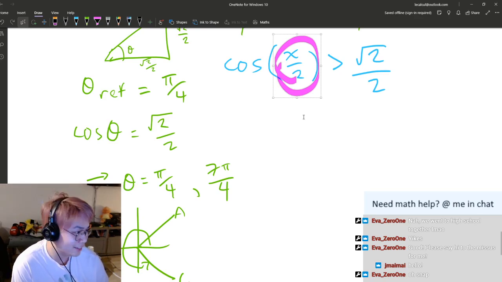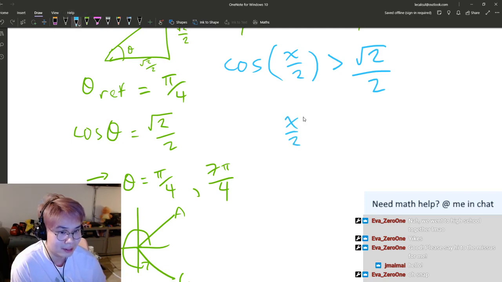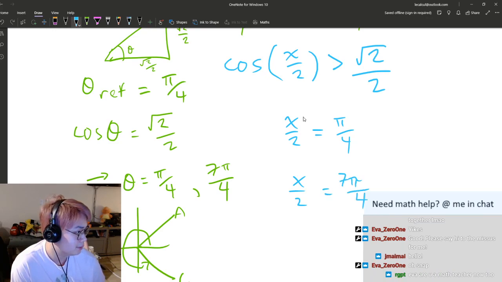So this angle inside the cosine, right? This is equal to our two possible solutions. So x over 2 is equal to pi over 4, or it could be 7 pi over 4.